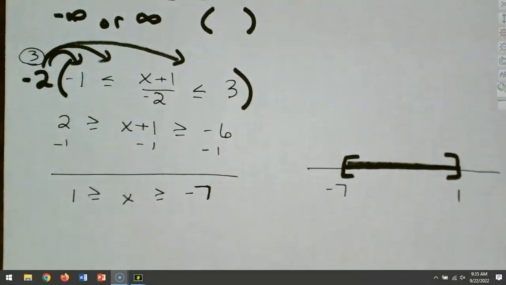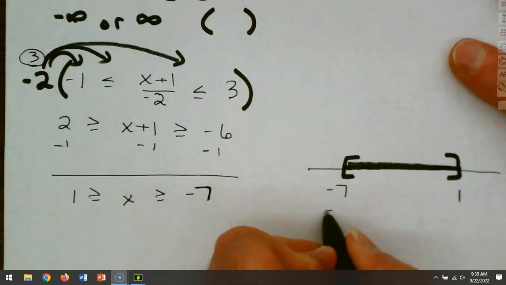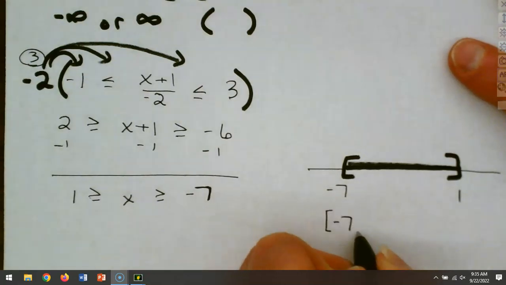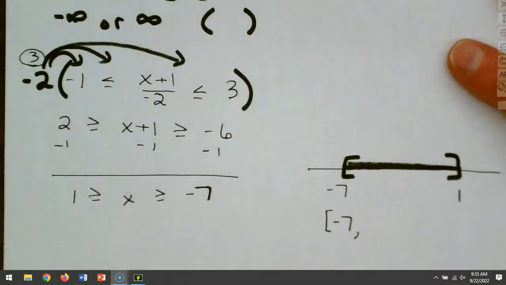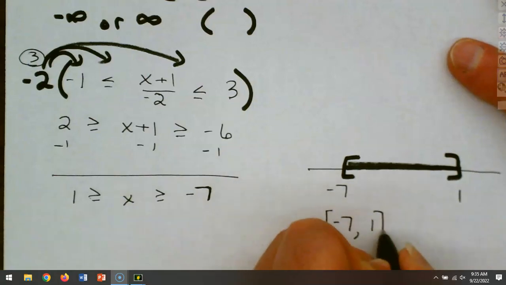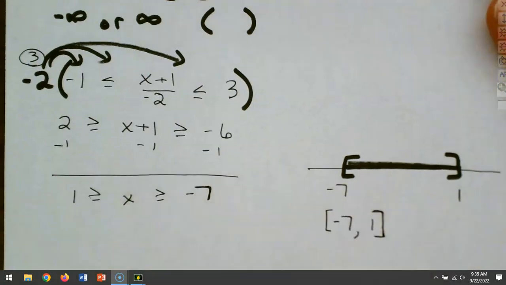And what would that look like in what's called interval notation? Well, in interval notation, it would be negative 7 to 1 with the square bracket. So that one's a pretty easy one. We do not have to check anything on these. We only have to check the nonlinear ones. So that was question 3.